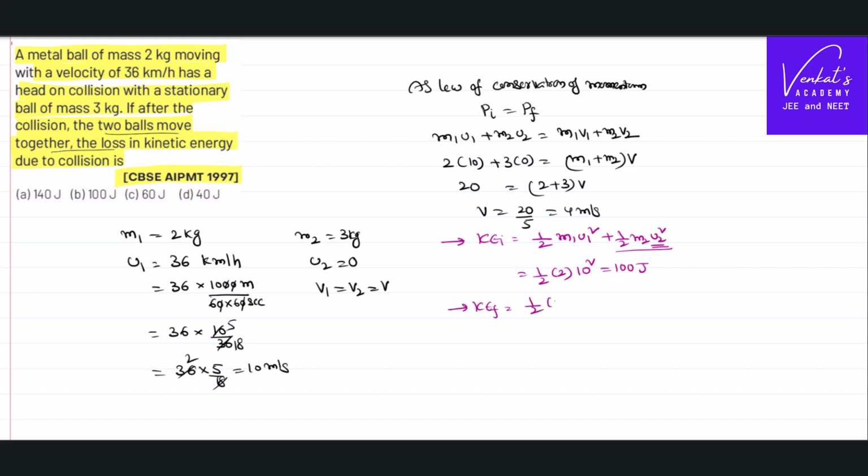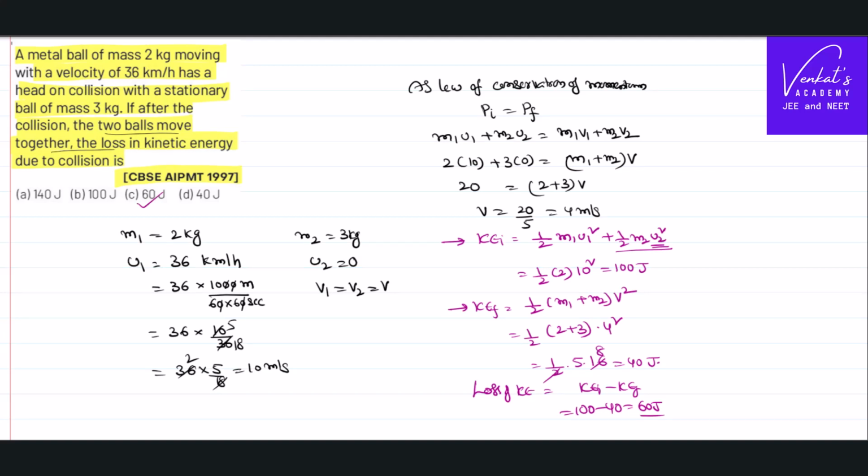Let's also calculate the final kinetic energy. As they are moving together with a common velocity, half m1 plus m2, that is 2 plus 3, times v squared, which is 4 squared. That is half times 5 times 16, which is 8 times 5. That is 40 joules. So the loss of kinetic energy is KE initial minus KE final. That is 100 minus 40, 60 joules. So in this inelastic collision, 60 joules of energy is lost.